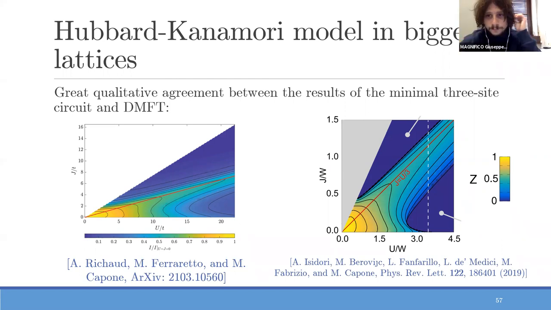Please, Pierre, go ahead with your question. So I suppose it goes also in the same direction. My question is, to what extent would you say that this existence of an interaction resilient metal regime exists next to any Mott insulator phase transition?